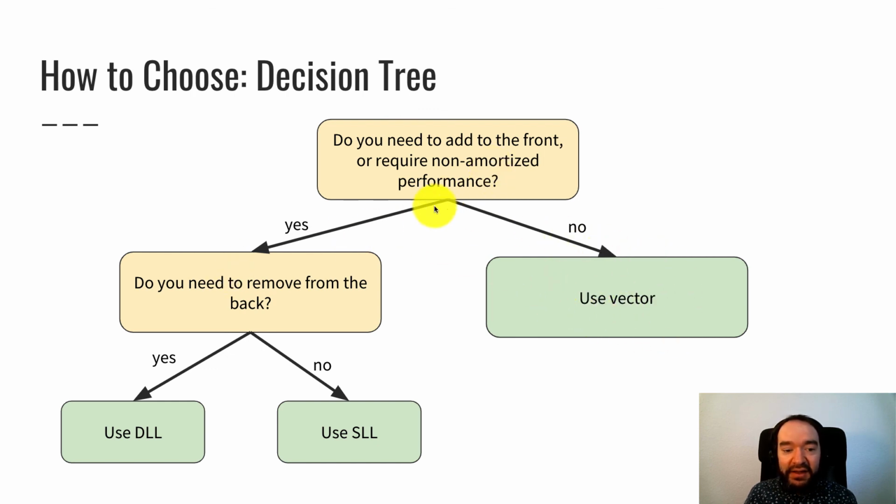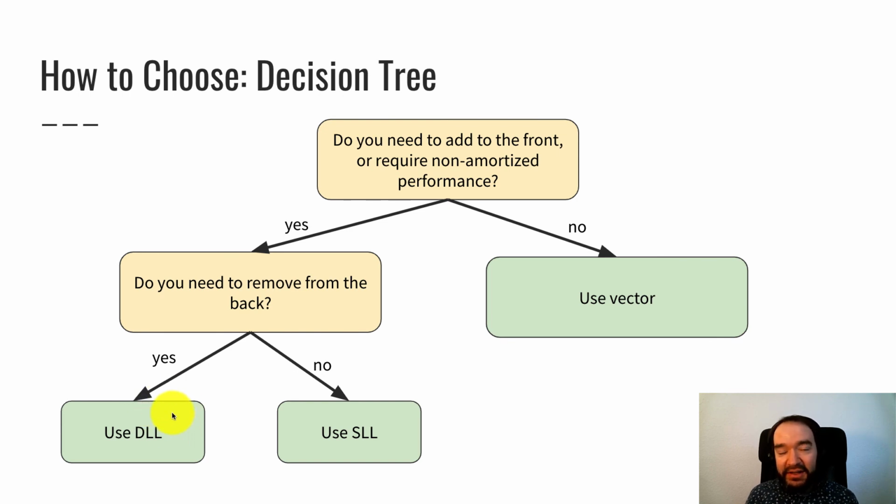You only say yes and decide between the 2 linked lists if we need the ability to add to the front or we need non-amortized efficiency. So if we're in the yes to the first decision, then the one last question is, do you also need to be able to remove from the back? If the answer is no, we're not removing from the back, singly linked list is the one to use. But if we do need the ability to remove from the back efficiently, then that's the reason to use doubly linked list.